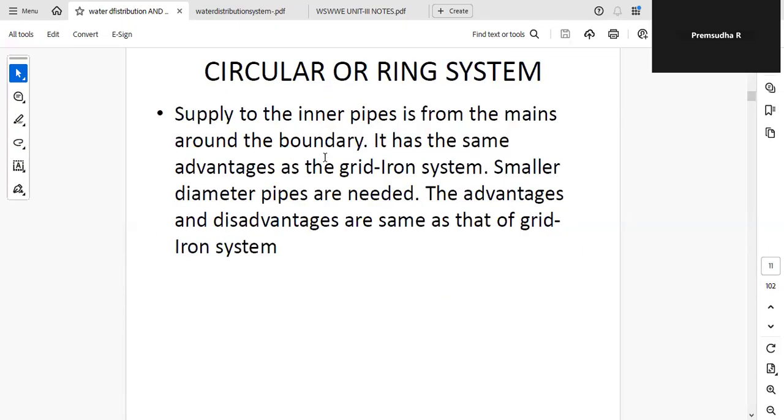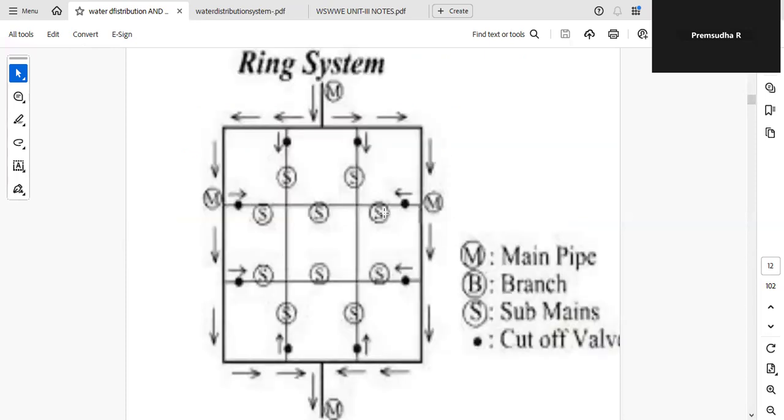Circular or ring system. Supply of the inner pipe is from the main around the boundary. It has the same advantage as the gridiron system. Smaller diameters are needed. The advantage and disadvantage is the same as the gridiron system.